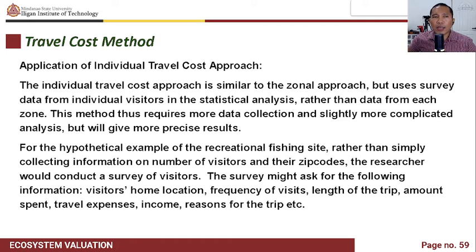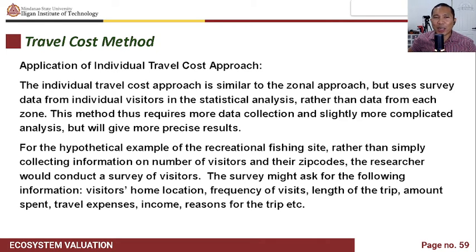Then the second one is the individual travel cost approach. This is actually similar to the zonal approach, but it uses a survey of individual visitors, and again, this is a little bit challenging. It requires more data collection and slightly more complicated analysis, but will definitely give a more precise result.